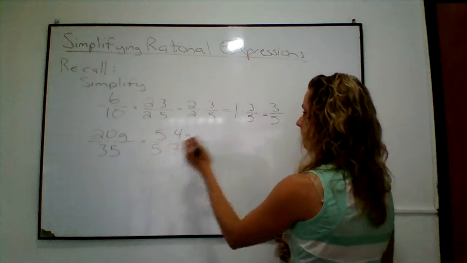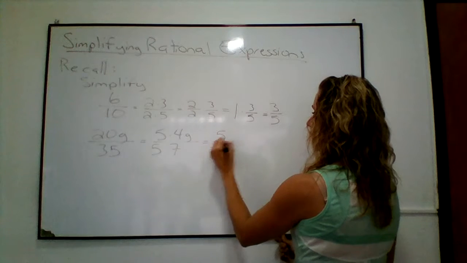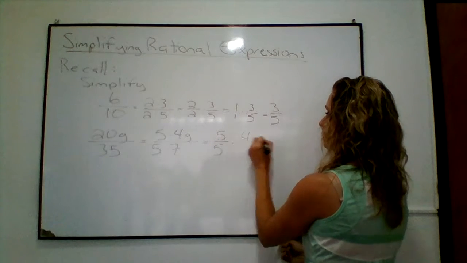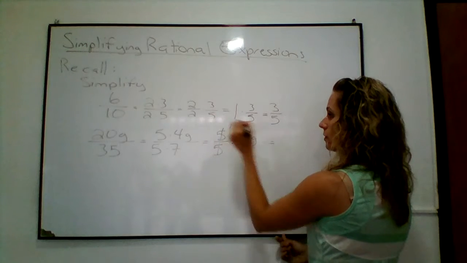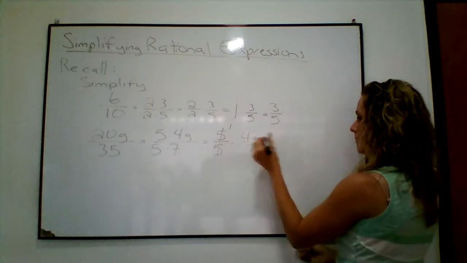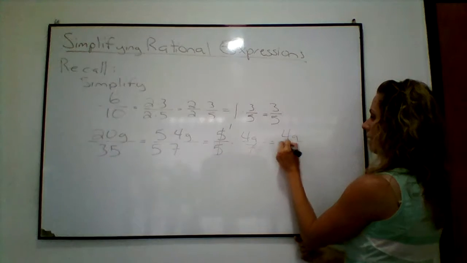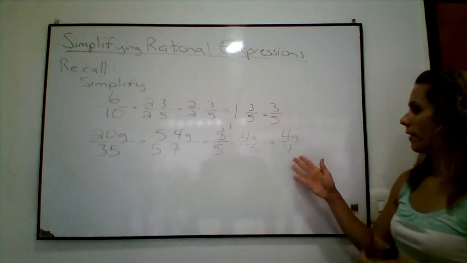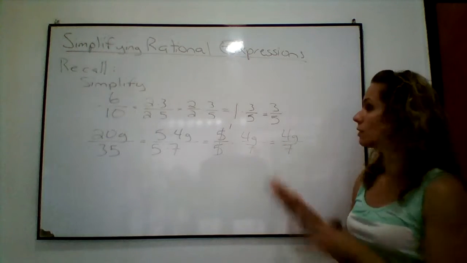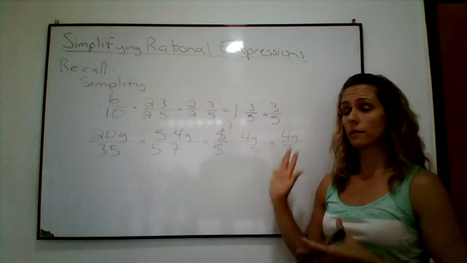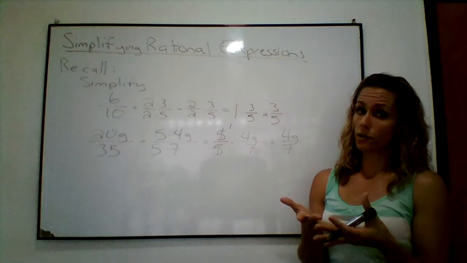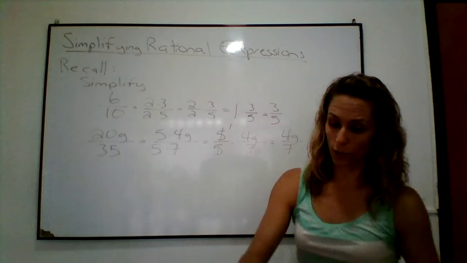Again, we notice we have that common factor. Properties of multiplication allow us to factor it out, and 5 divided by 5 is just 1. 1 times anything is itself. So we've simplified to 4g over 7. This should be familiar. People should understand how to do this kind of simplifying before we head into rational expressions, which is what I'm going to do now.